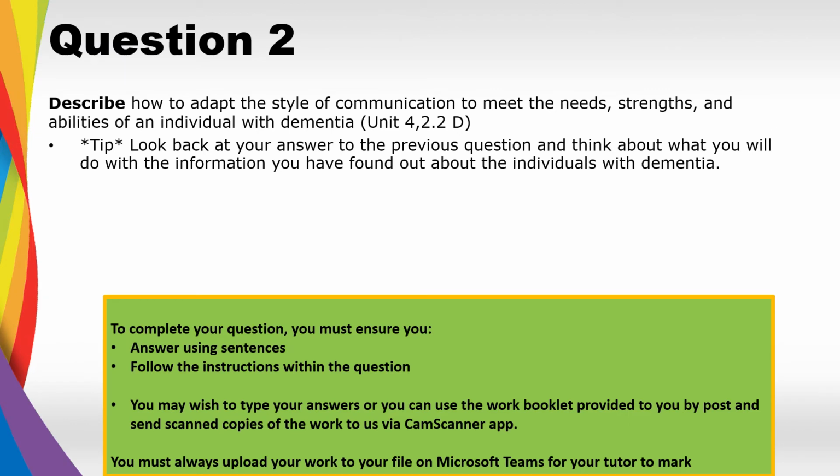And question number 2 is asking you to describe how to adapt the style of communication to meet the needs, the strengths and abilities of an individual with dementia. And you'll see here, there's a tip to look back at the answer to the previous question, which was question number 1, and think about what you will do with the information you have found out about the individuals with dementia.